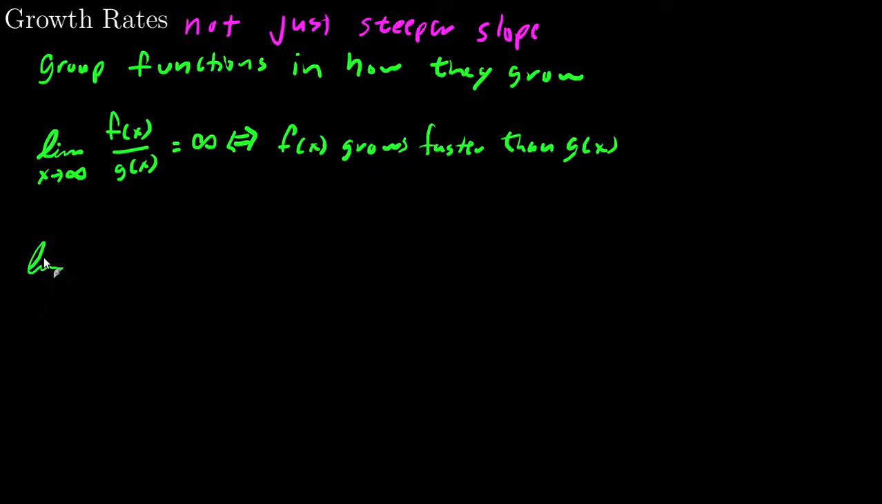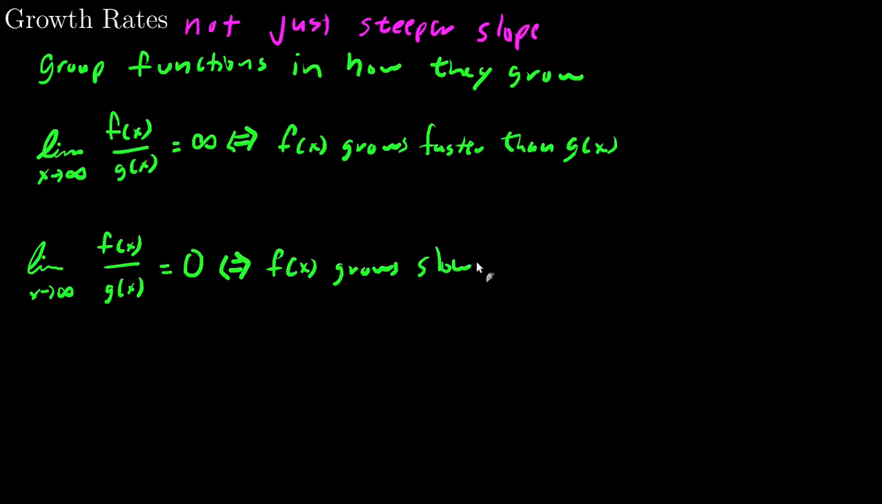If the limit as x approaches infinity of f of x over g of x equals 0, then f of x grows slower than g of x. Or I could also say that g of x grows faster than f of x. And finally, I'm going to be only concerning myself with positive f and g as I go out towards infinity. So I'm not going to consider negative infinity here.